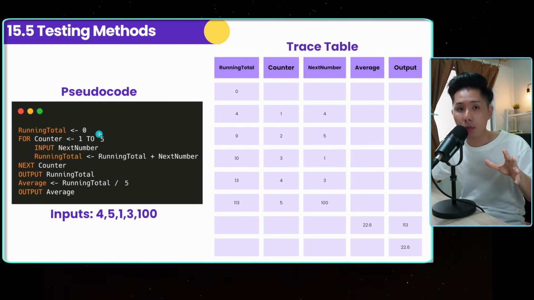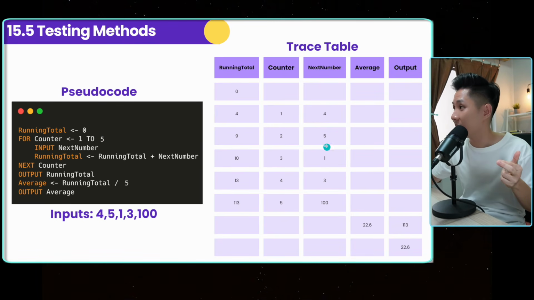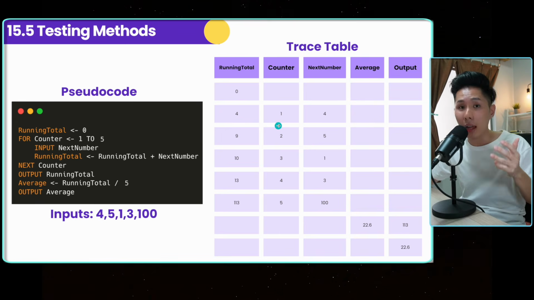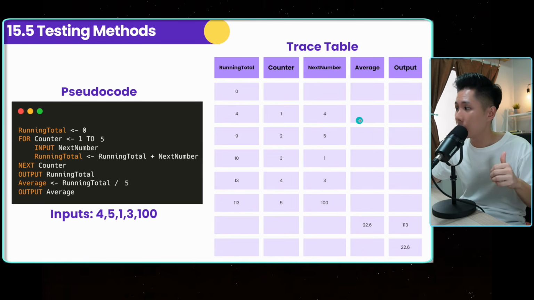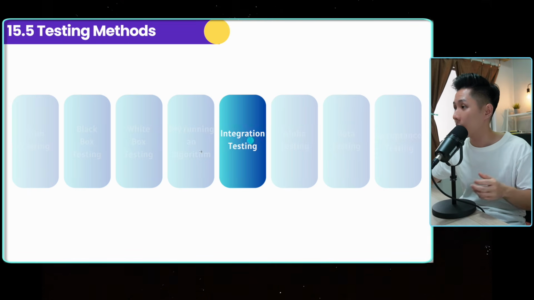It mimics the program and runs it one line at a time to see how the variable values change throughout the program. And it will be useful when you are debugging. Let's say your program doesn't do what it intends to do. By drawing a trace table, you know what went wrong. Okay, so that's trace table, dry running an algorithm.